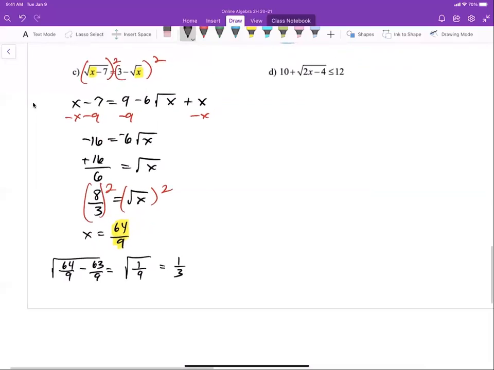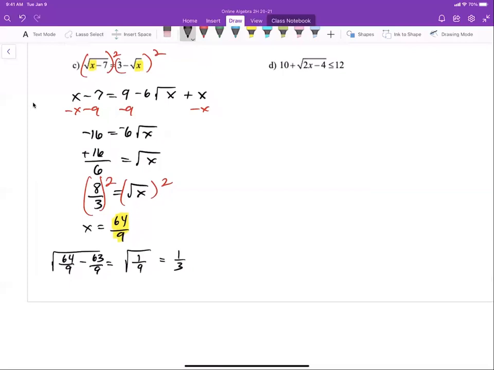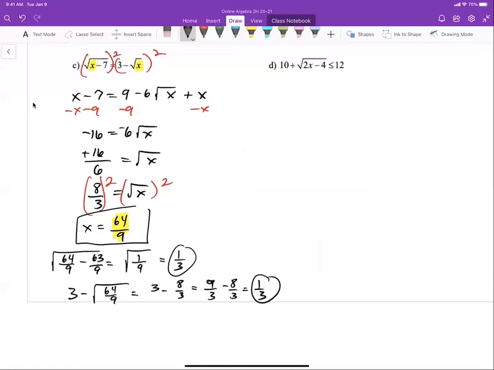And then we'll check the right-hand side of the equation, and we will find that 3 minus the square root of 64 over 9, which will give you 3 minus 8 over 3. We will have to find a common denominator. So 3 times 3 is 9 over 3 minus 8 over 3. That gives me 1/3. Sure enough, they equal one another. So this is a solution.